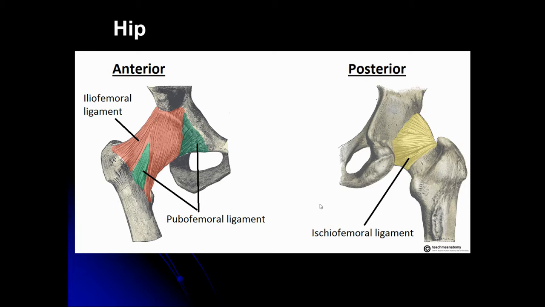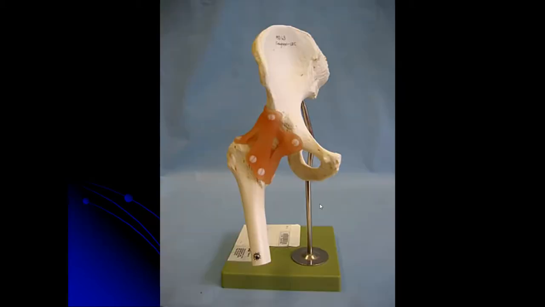And so if it runs from the ilium to the femur, we're going to call it iliofemoral. If it runs from the pubis to the femur, we're going to call it pubofemoral. If it runs from the ischium to the femur, we're going to call it ischiofemoral. And so identify all the bone parts before you start.